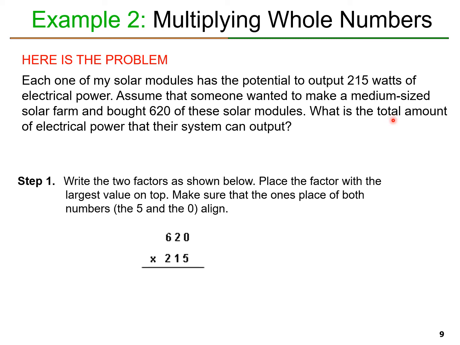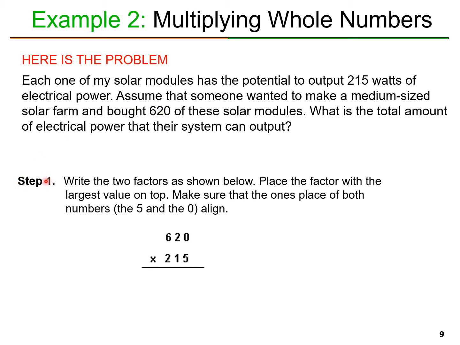And because it is true what we said earlier, multiplication is just a quick way of doing addition. So this kind of tells us that we're going to be adding or multiplying. The fact that one of these modules outputs 215 watts but we have 620 of them, it's kind of intuitive that we need to add 215 620 times, but we would much rather do it the easy way and multiply 215 by 620. So let's go ahead and get started.